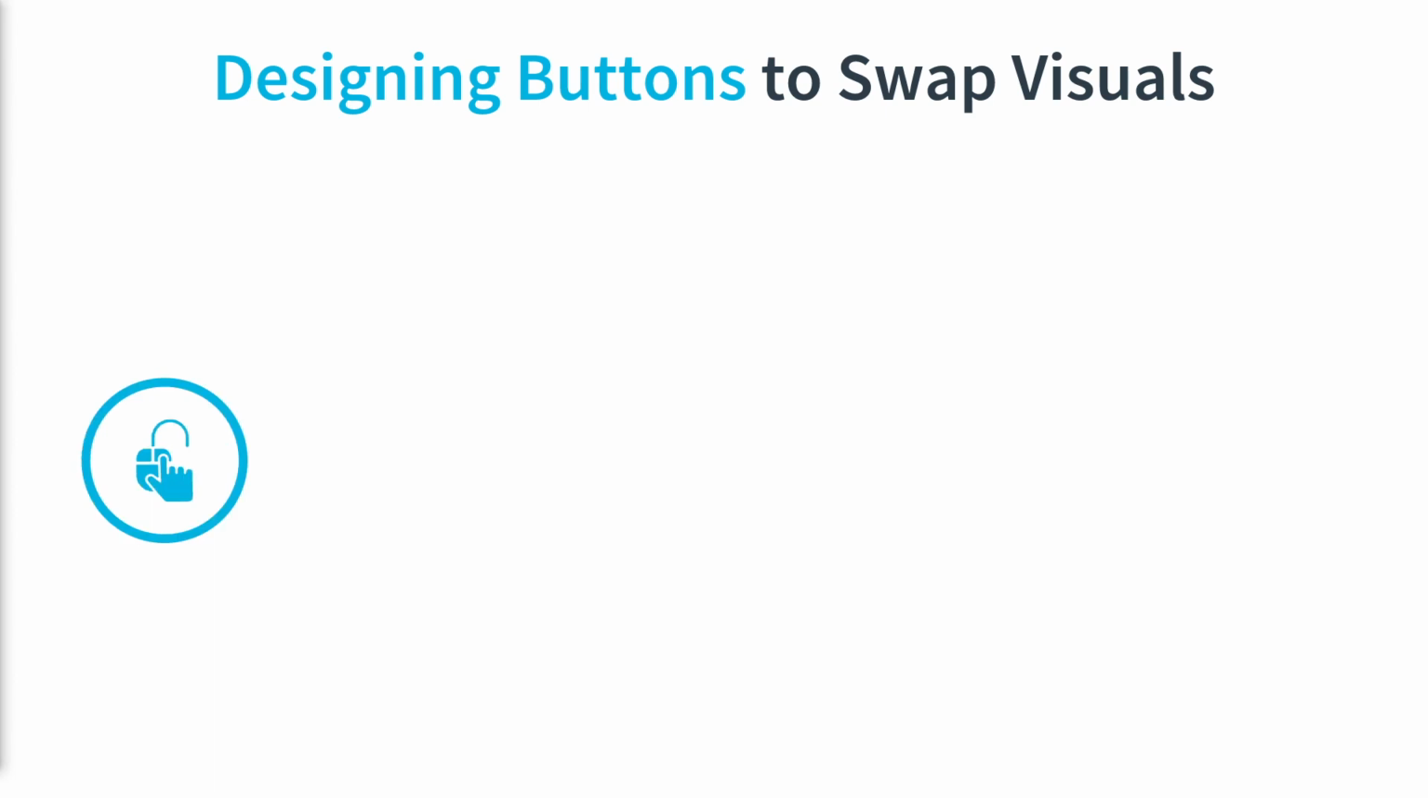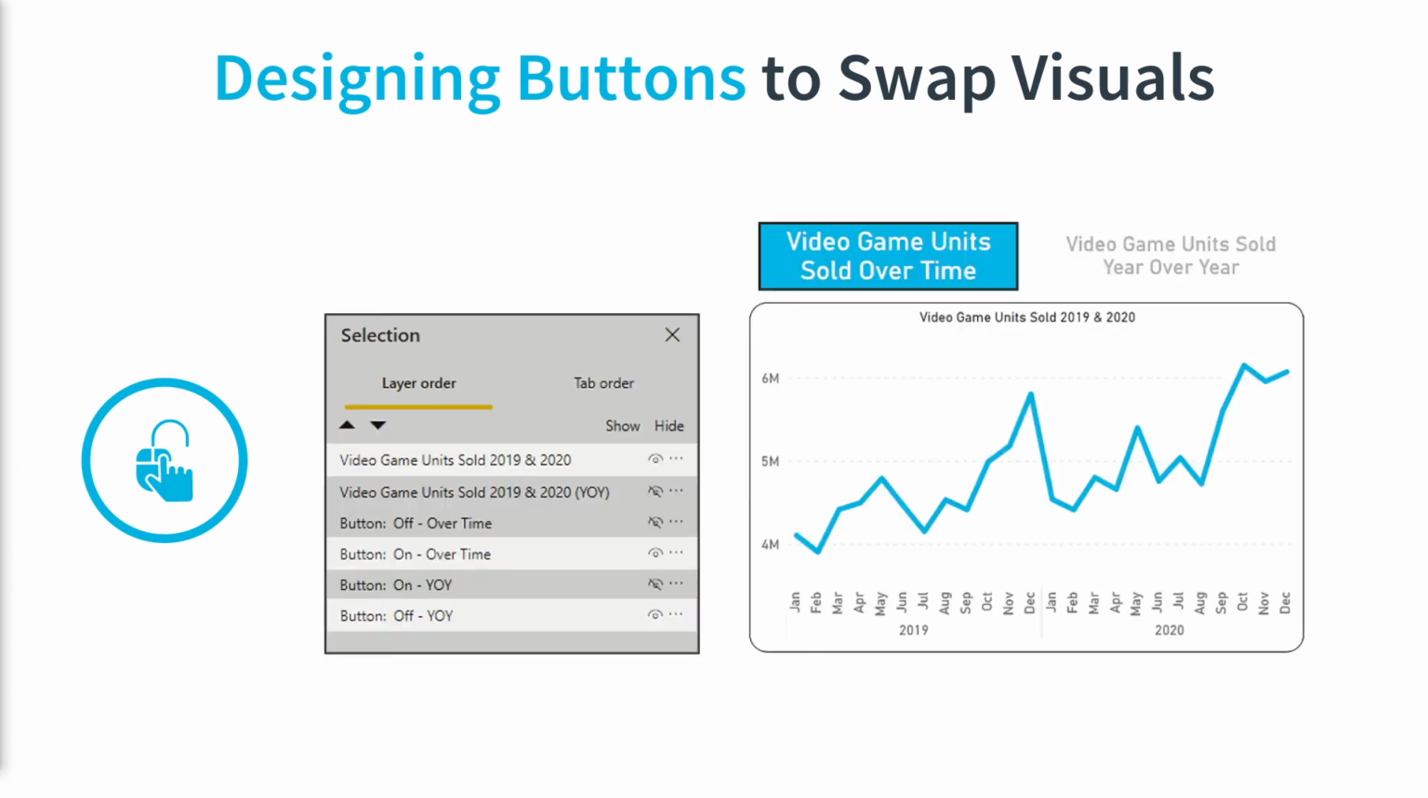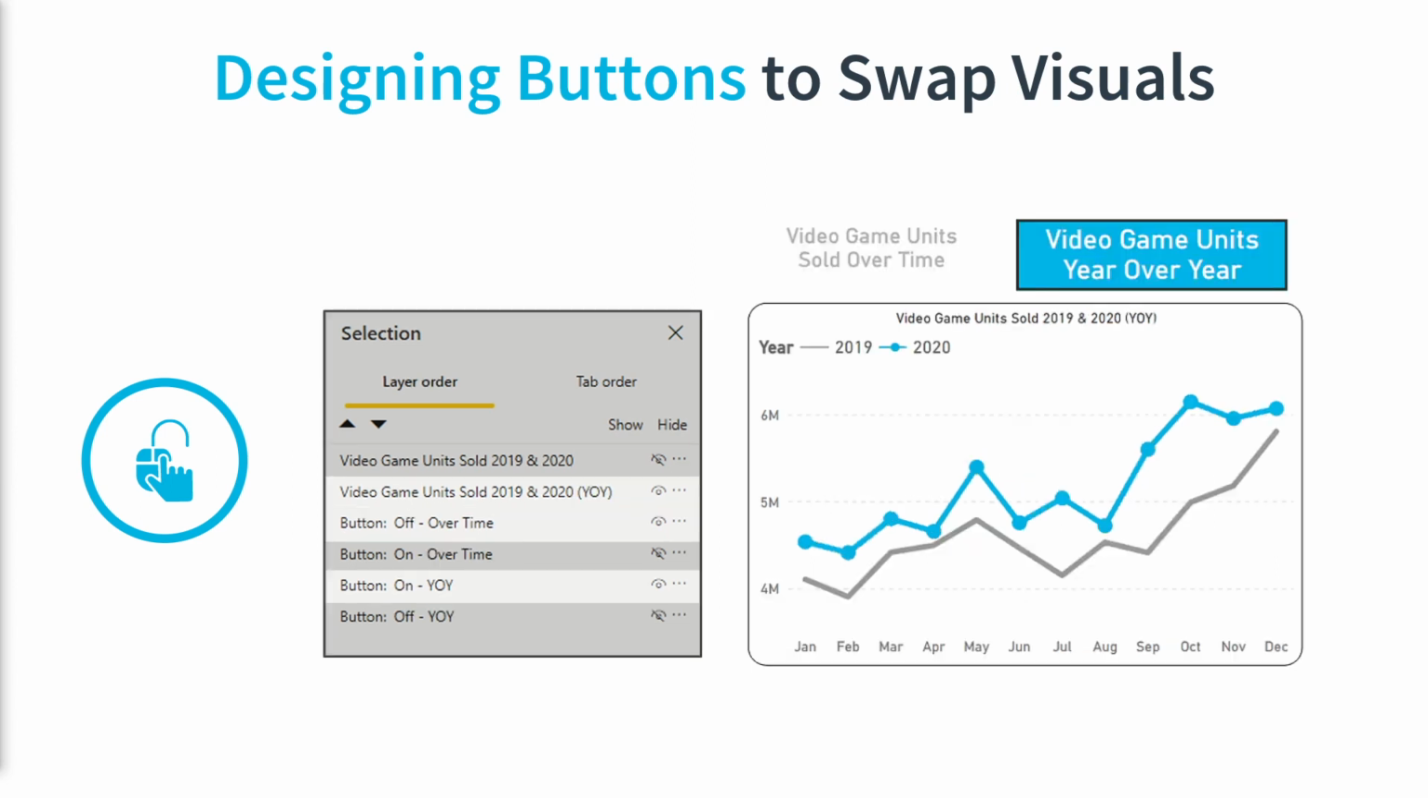And if we've set everything up correctly, we can create a very cool illusion for the users of your reports. Note in the first image which visuals are active. Currently, our over time line chart is visible along with the on button for the over time button and the off button for the year-over-year line chart. Now notice what happens to the selection pane when we click the inactive button for the year-over-year line chart. Suddenly our selection pane is updated to instantly switch which items are visible and invisible. And now we can see the year-over-year line chart is active and the over time line chart is inactive.